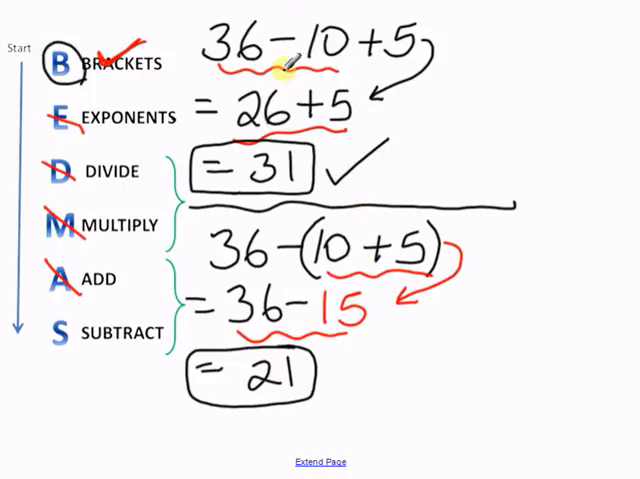Kind of makes sense because in the first case, when I did the subtract first, I only took 10 away from 36. And then I added 5 more, so I made it bigger from there. This time, when I had to do the brackets first, I took away 15 from 36. So I was taking away more from this 36 than I did in the first place. So it makes sense that this answer is smaller.